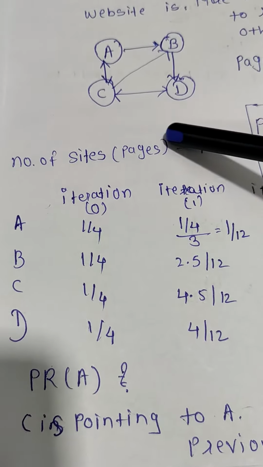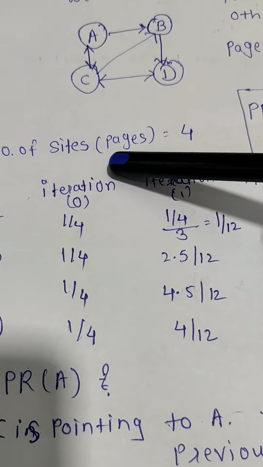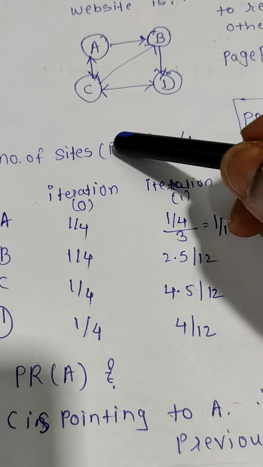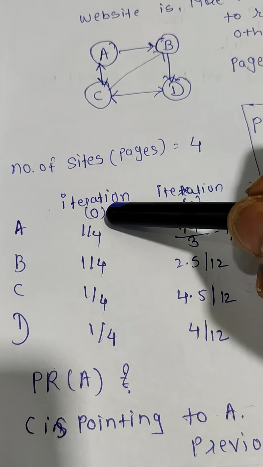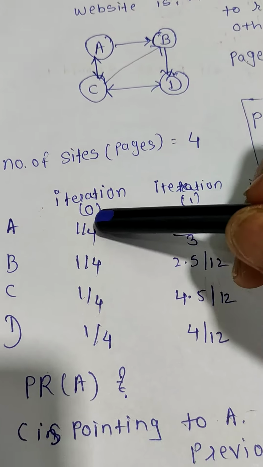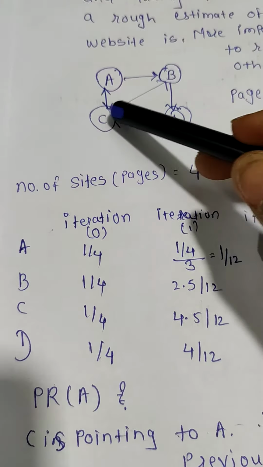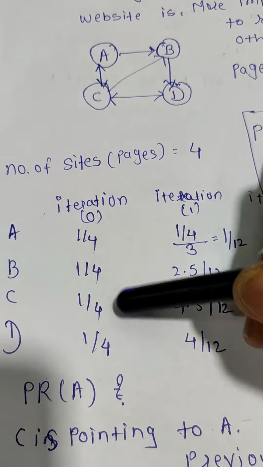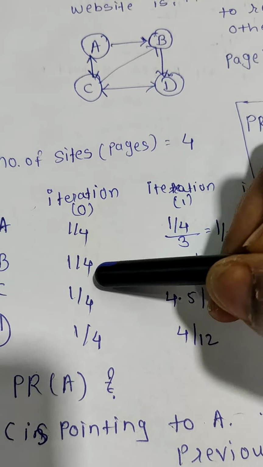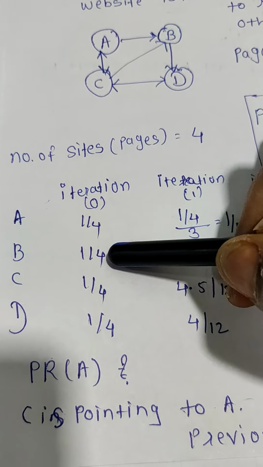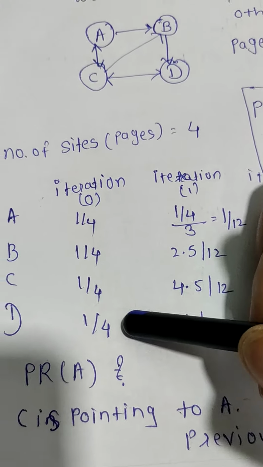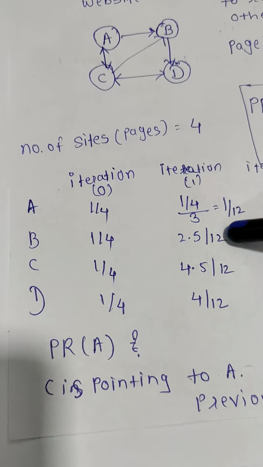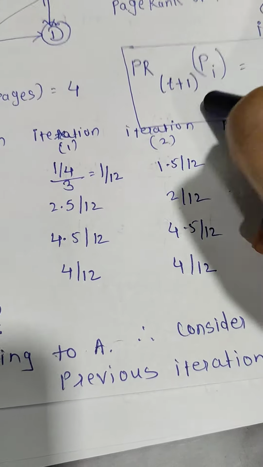So we have 4 sites. In iteration 0, we can have 2 or 3 iterations. In the first iteration, we'll initialize the PageRank of every site as 1 divided by the number of sites. So we have 4 sites, so every website will have an initial PageRank of 1 divided by 4. So this is 1/4, 1/4, 1/4, 1/4. This is initialization. In the next iteration, we'll calculate the PageRank of every website using this formula.